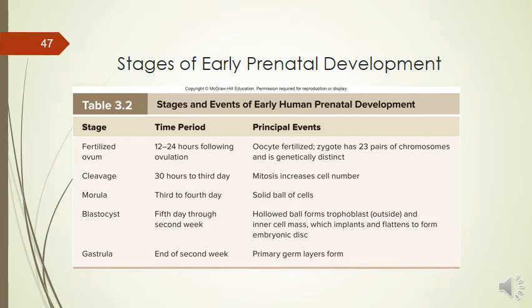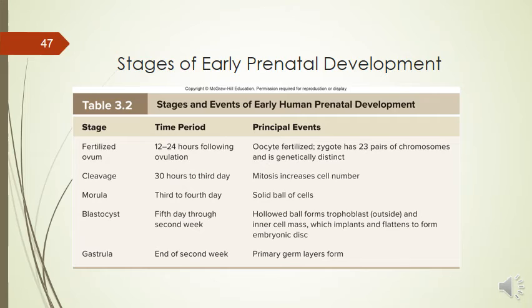If we look at the stages of early prenatal development, we see that the stages are the fertilized ovum, cleavage, morula, blastocyst, and gastrula. You can see on this chart the time period at which this takes place, and from this stage, what are the principal events that occur.